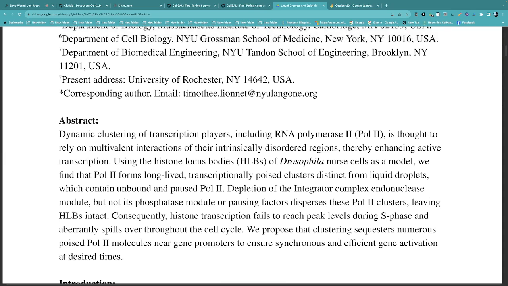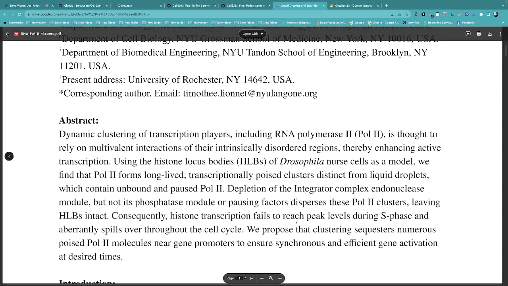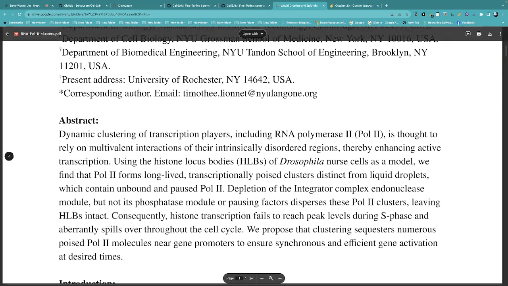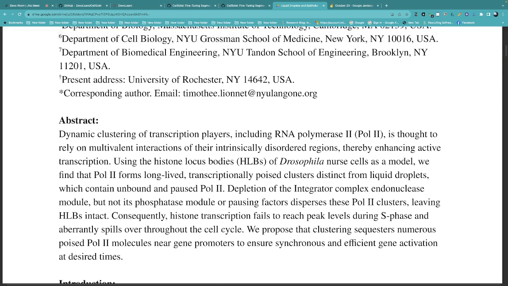Consequently, histone transcription fails to reach peak levels during S phase of cell division. So this is where your histone transcription fails when it's dispersed and aberrantly spills over throughout the cell cycle. These clusters are dispersed, there's a lack of peak level of histone transcription during the S phase, but then in other parts of the cell cycle, it spills over and it's, I guess, enhanced. I don't know, but basically the cell cycle is disrupted, or regulation of the cell cycle is disrupted.